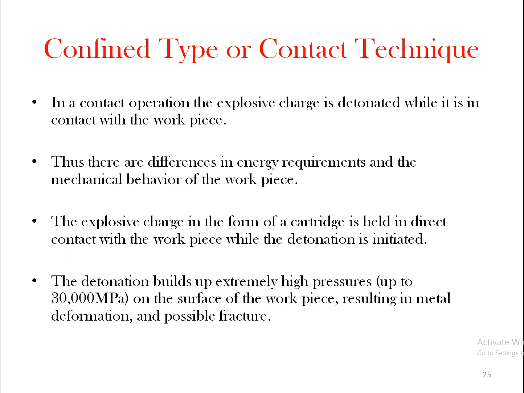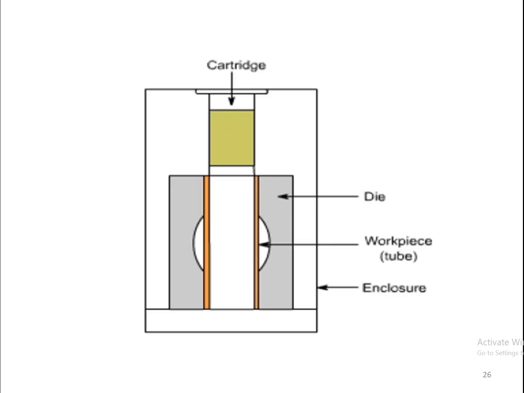Now the detonation produces high pressure up to 30,000 megapascal. This process is mainly used for bulging tubes. We'll see in the figure. See, this is the type of arrangement. Here you can see a cartridge. This cartridge will be inserted inside this one to the point. Normally this method is used for making bulging. You can see the cartridge thickness over here. It will be in contact with this material, and it produces this bulging.